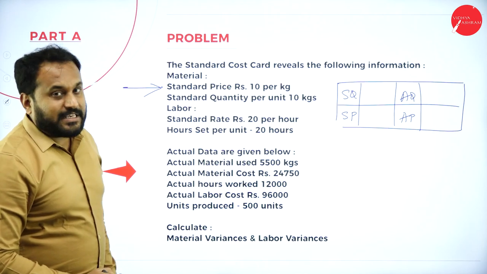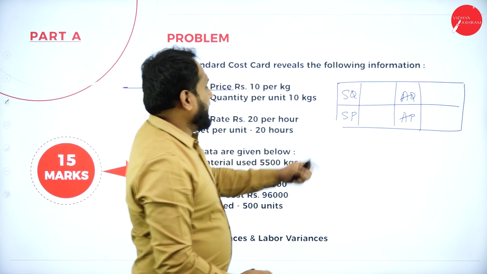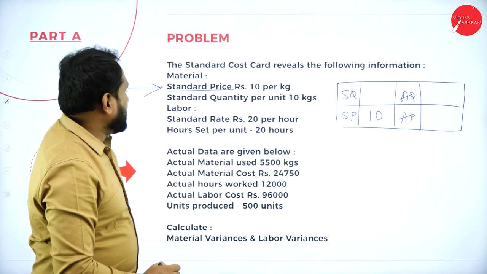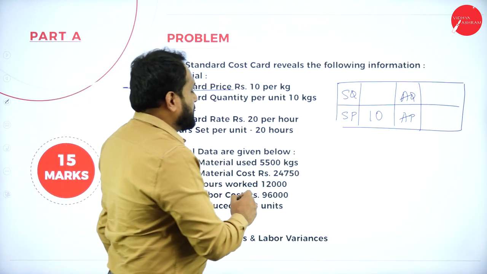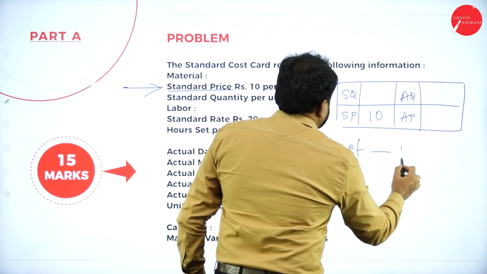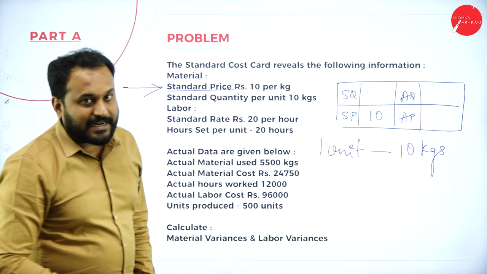Standard price is rupees 10 per kg. The word itself says standard price, 10 per kg. Done, we have written 10. Next, standard quantity per unit is 10 kg. That means to manufacture one unit, they took 10 kgs. This is how you are supposed to understand the question.